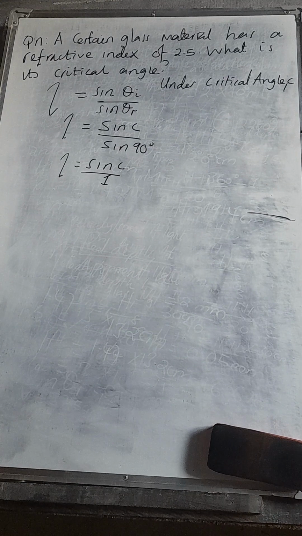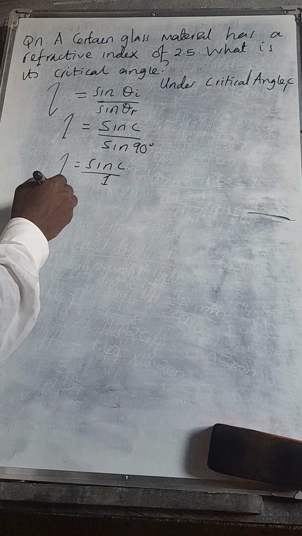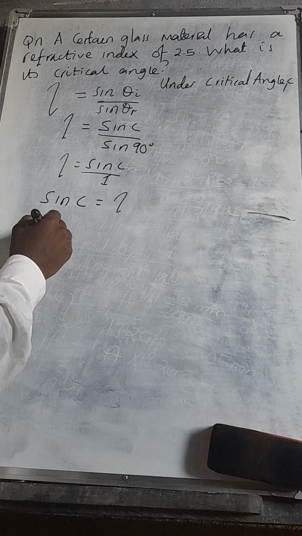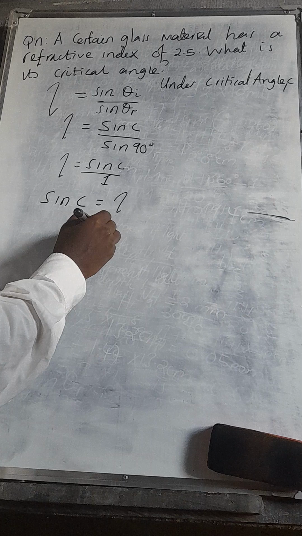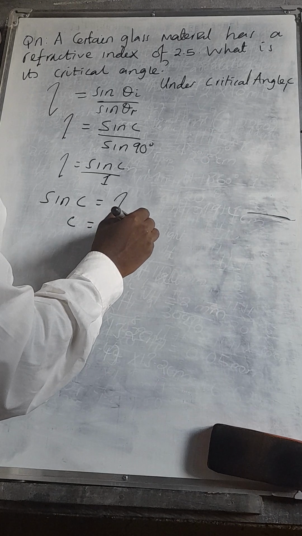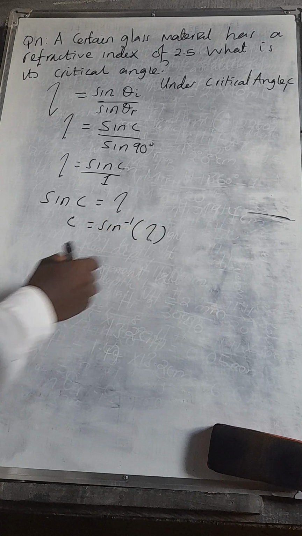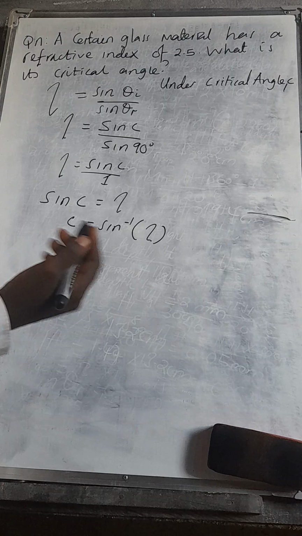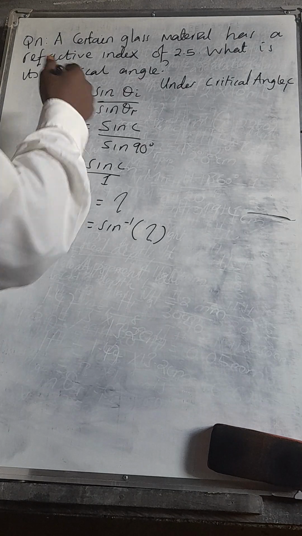Kwa hiyo hivyo ndivyo ambavyo tunaweza kusema tunatafuta critical angle. Kwa hiyo sasa tunasema the sine of critical is equal to refractive index. Kwa hiyo ili upate critical angle ni sine inverse ya refractive index. That is a very important formula to note. Ni muhimu sana kuzingatia.